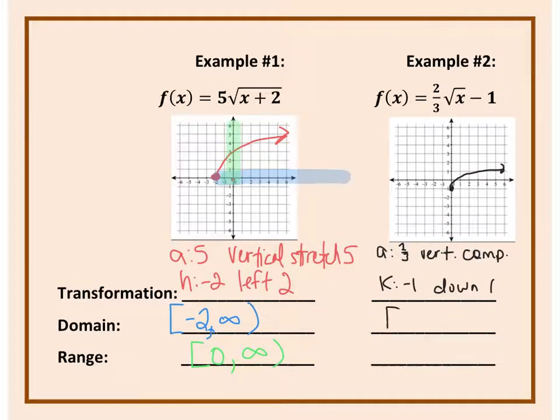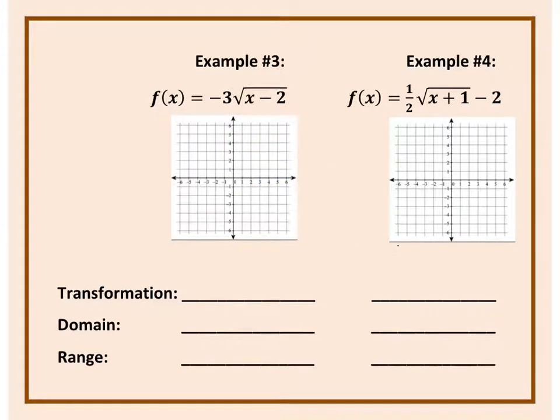My domain is 0 to infinity. Remember, for domain, we're looking at our x values. That's my lowest x value to my highest x value. My range, the lowest value is -1. And since it's going up forever, it's going to infinity. Now go ahead and try number 3 on your own.